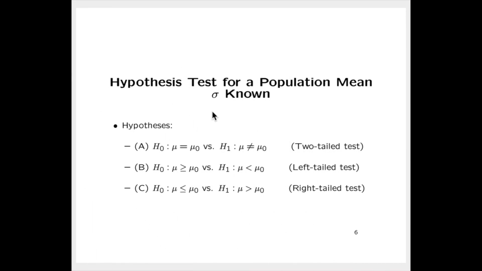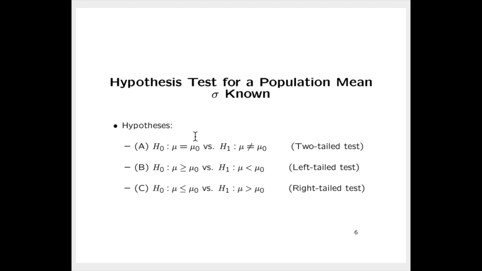In testing hypotheses about a population mean, there are three types of hypotheses that we can test. A two-tailed test, where the null hypothesis says that the mean of the population is equal to some specified value, which I'm going to denote generically by mu naught.